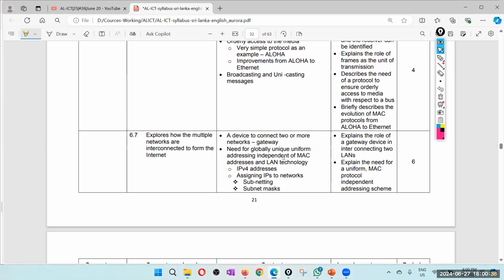So take that responsibility, and do your studies in a very methodical manner. Right. So we'll finish the physical layer next time. Okay. We'll stop. Thank you.